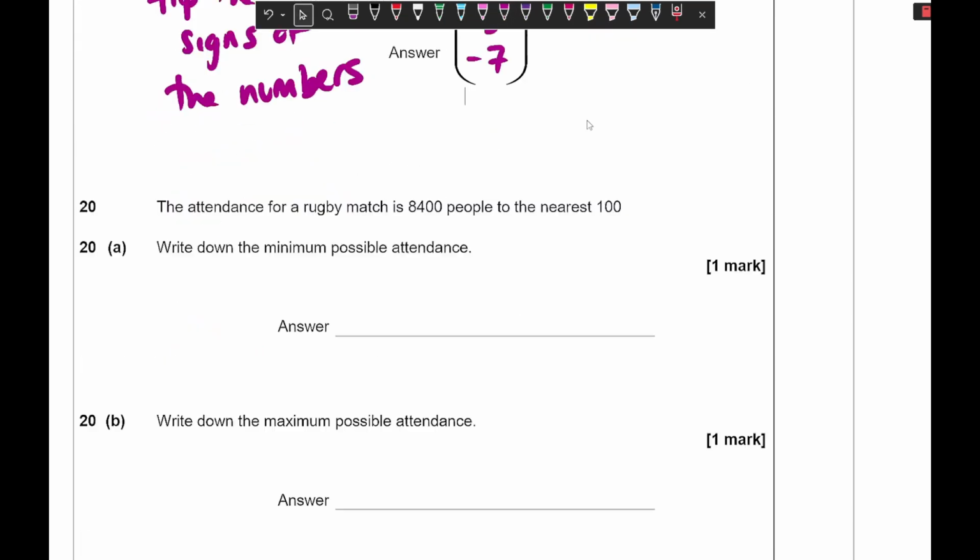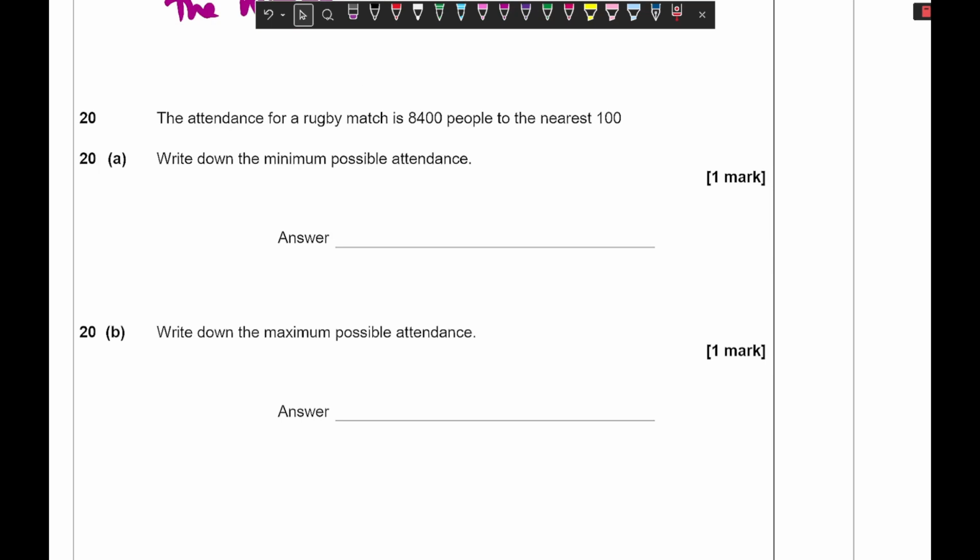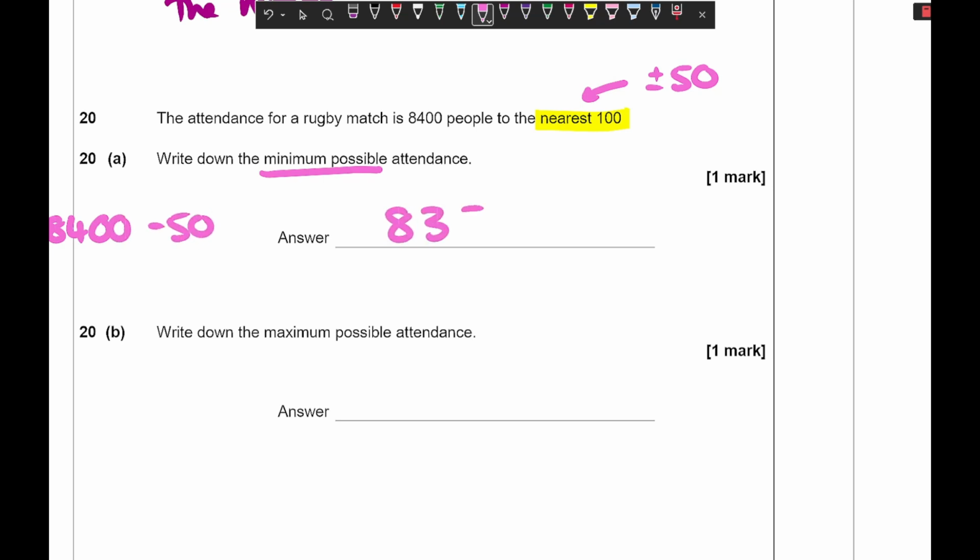It then says for question 20, the attendance for a rugby match is 8,400 people to the nearest 100. Write down the minimum possible attendance. So for this, we can see that the rounding error is 100 people. So what I need to do to find the upper and lower bound is halve this number, so I'm adding and subtracting 50. Now because I want the minimum possible number, I'm going to take away 50. So it's 8,400 minus 50, which gives me an answer of 8350.